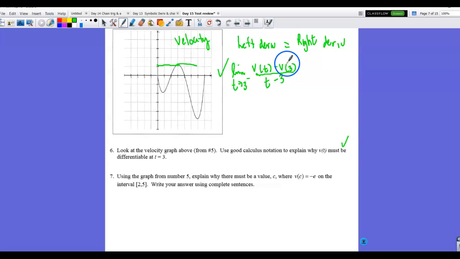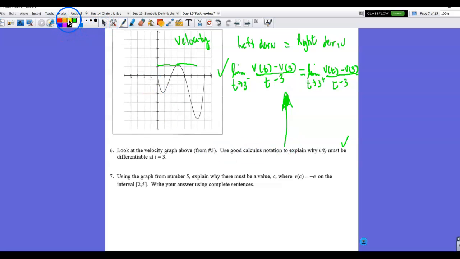The function minus the y value, so y2 minus y1 over x2 minus x1, is equal to, left and right agree, the limit as t approaches 3 from the right side, where y number 2 is the function, y number 1 is the y value there, over t minus 3. So that is an affirmation. That's why we know that the function v of t is differentiable, does have a derivative at t equals 3.